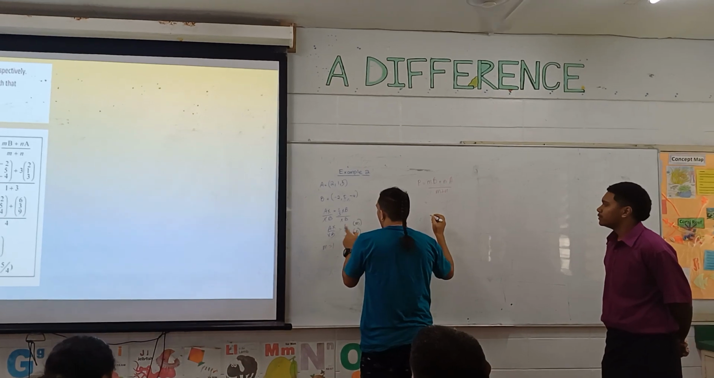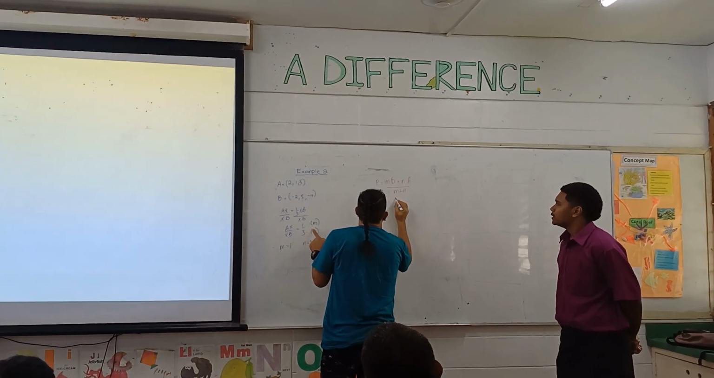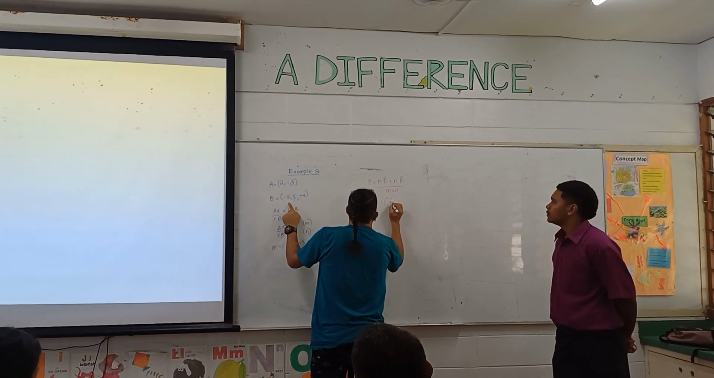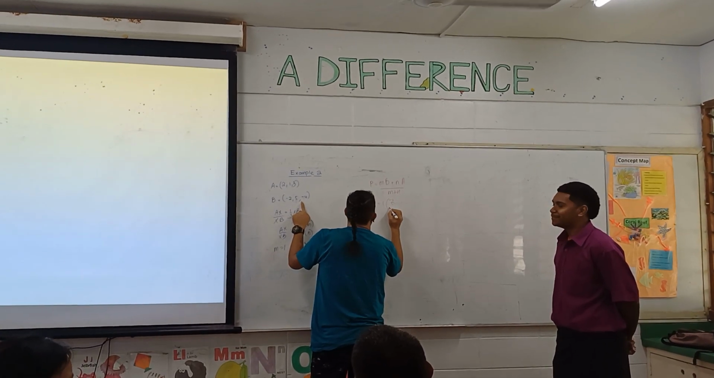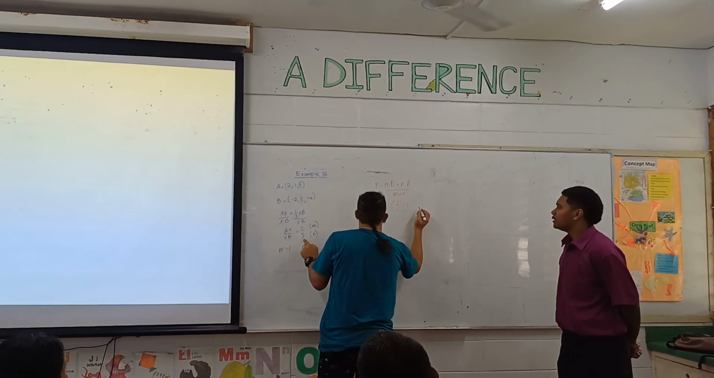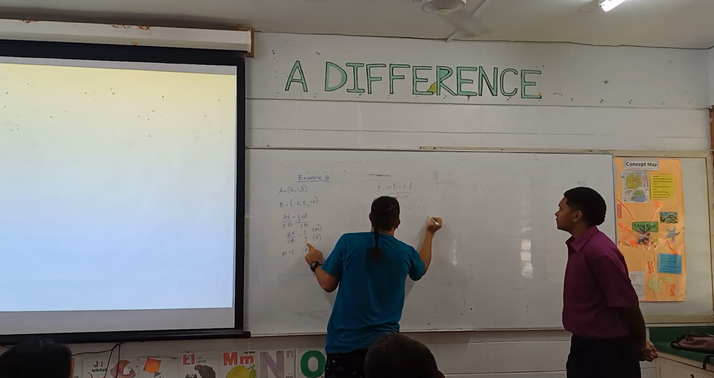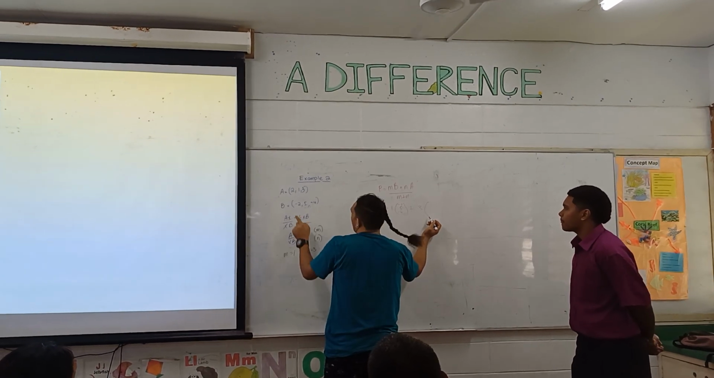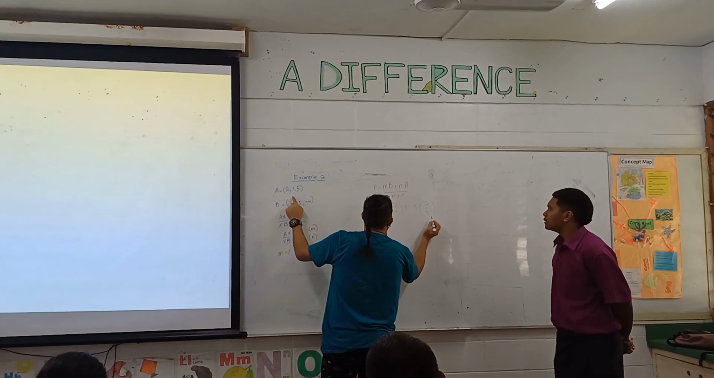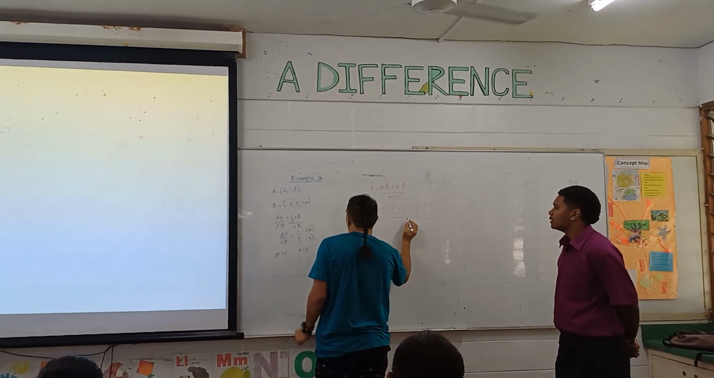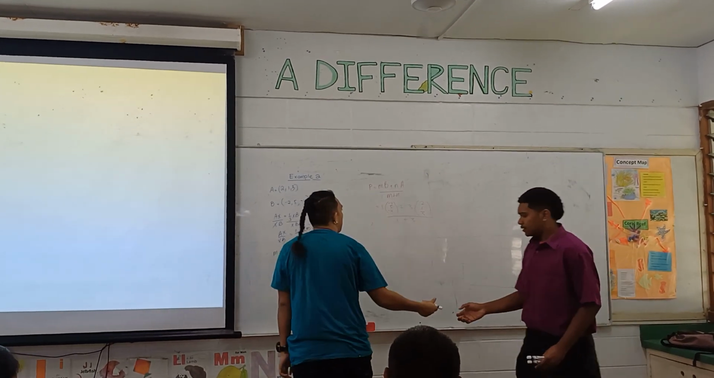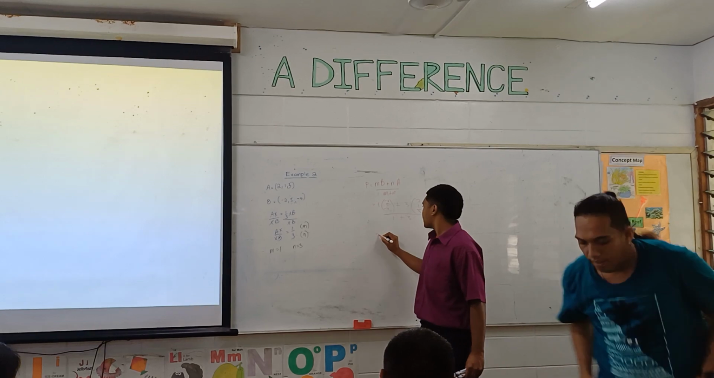M is 1, 9, minus 2, 5, N is 3, that. Now we solve together as a class.